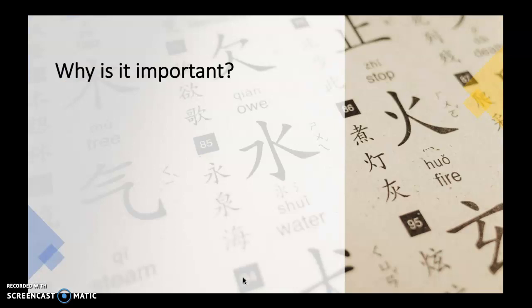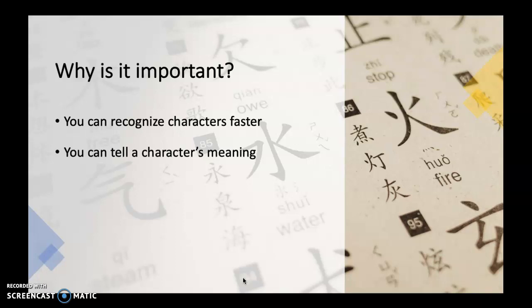Here are the reasons why it is important for you to learn. First, by learning Chinese radicals, it will enable you to recognize characters faster. Second, it will be easier for you to tell or guess the meaning of a character. Third, there is only a finite amount of radicals. Also, the simple radicals are characters themselves. So learning radicals is not so much of a detour. In fact, it's a worthwhile investment of time.